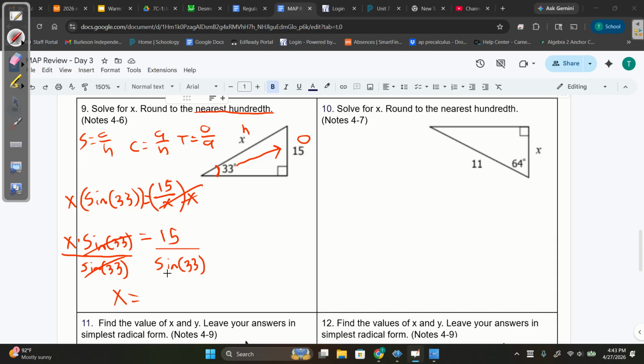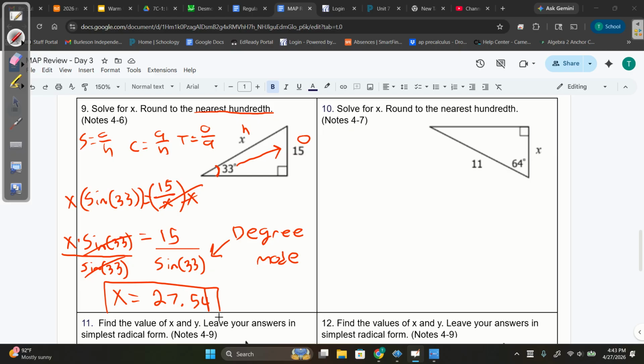And if I plug this into Desmos, remember, you need to be on degree mode anytime you're dealing with sine, cosine, or tangent. I should get 27.54.